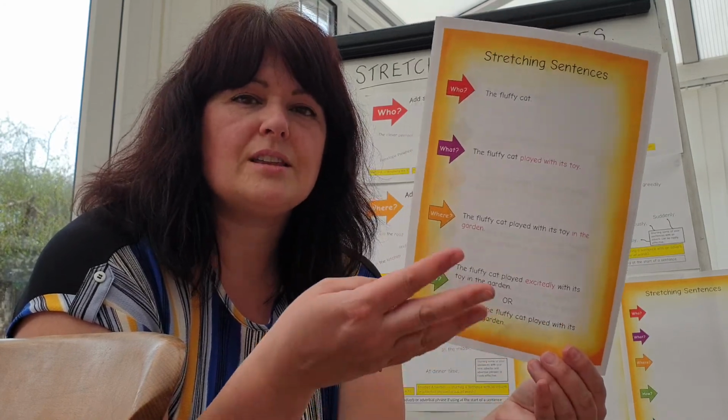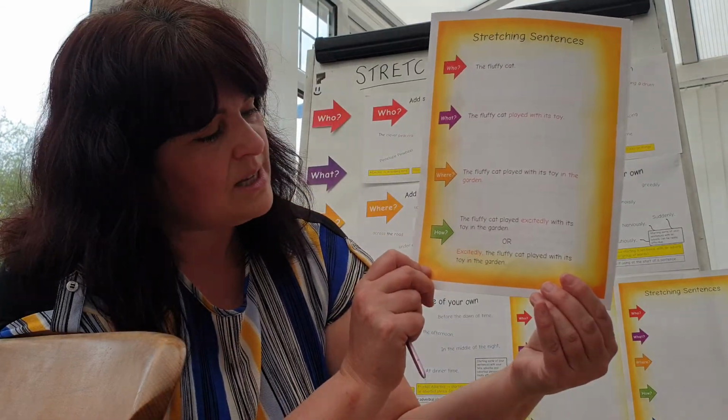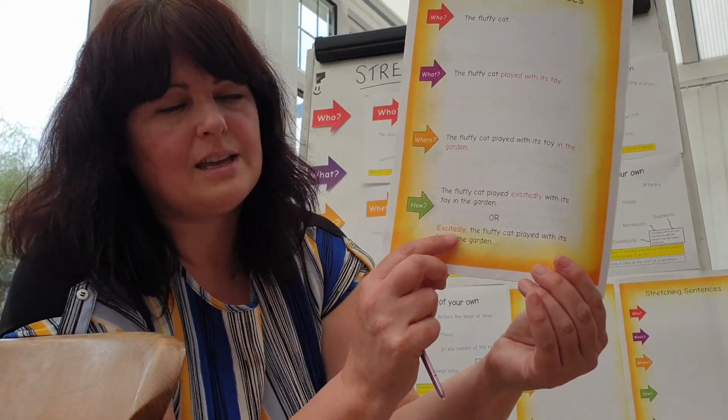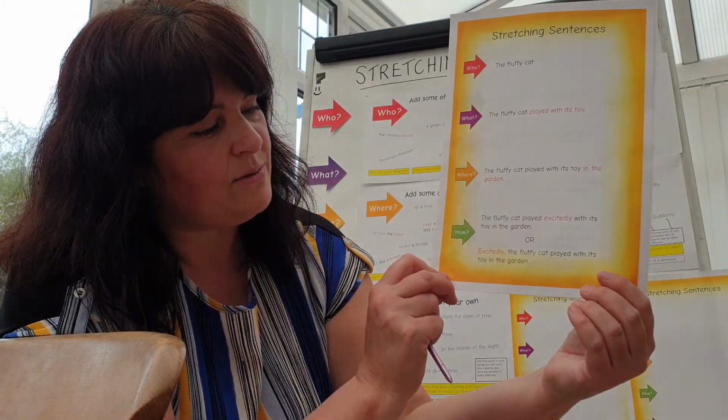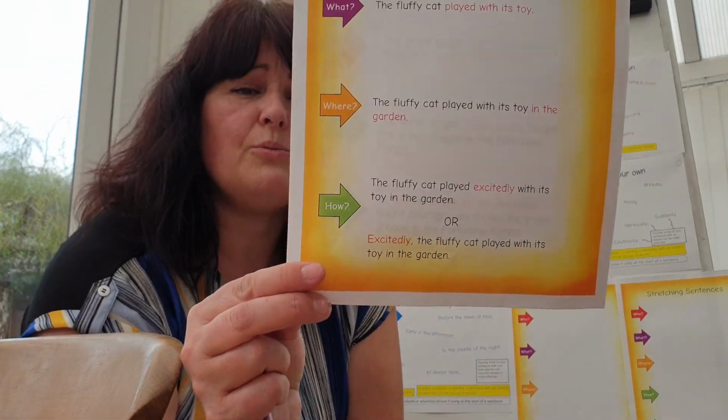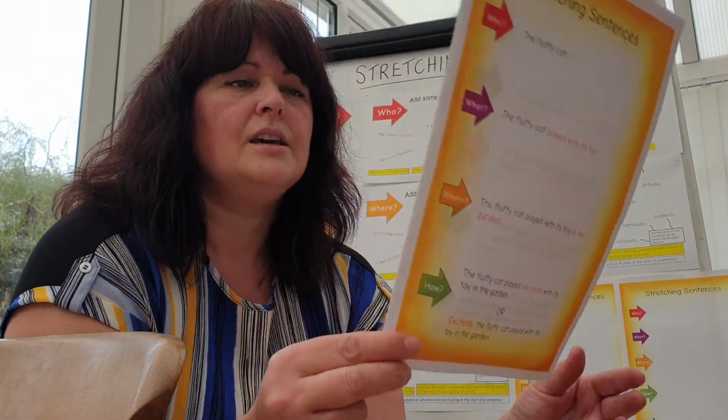We can rejig the sentence and say, what if we start with that word? So instead of putting it with the verb, we can say excitedly, and then we always need a comma after the adverb. Excitedly, the fluffy cat played with its toy in the garden. So that's an example for, say, Reception or Year 1, or if you're starting off the first time you do it.